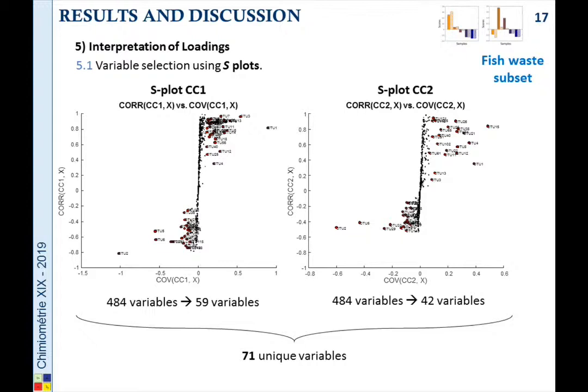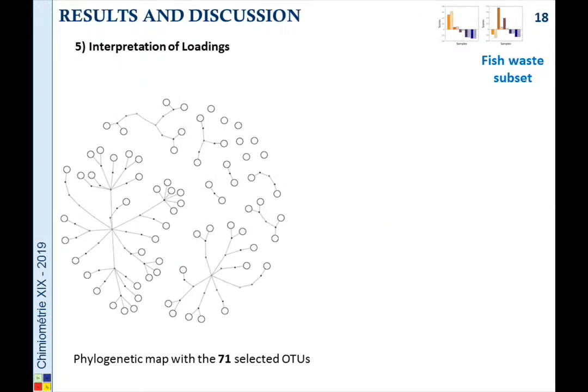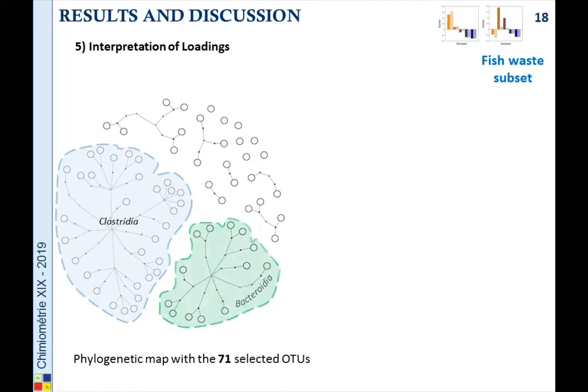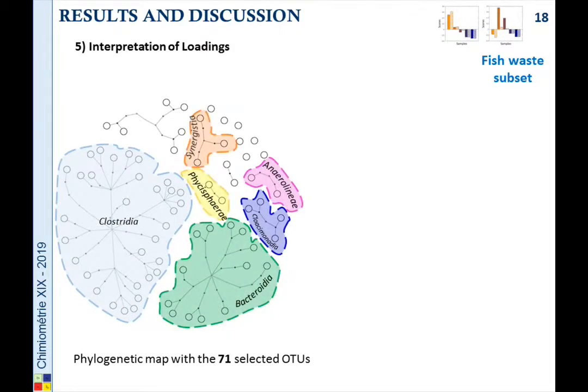Then we combined these two different sets of selected variables, and we found out that, in fact, we had 71 unique variables. At this point, we wanted to see if these 71 variables were phylogenetically connected, and to do this, we built a phylogenetic map containing these variables. And what we observed is that these 71 variables can be classified into a few phylogenetic classes, such as Clostridia, Bacteroidea, Clostridiomonadia, Neurolineae, Physis-Fariae, Synergistia, and Metanomicrobia.